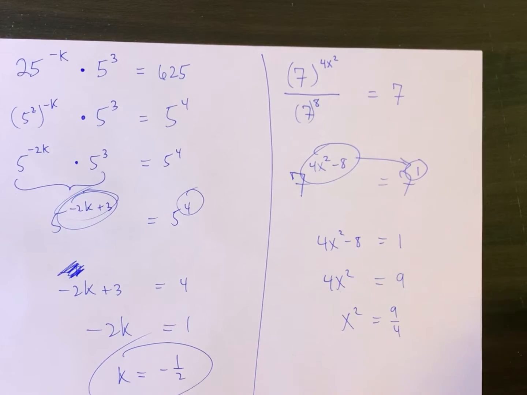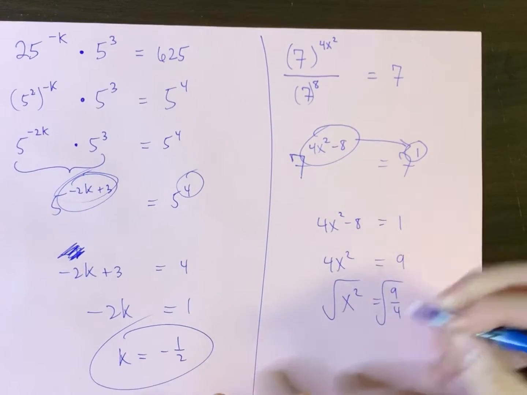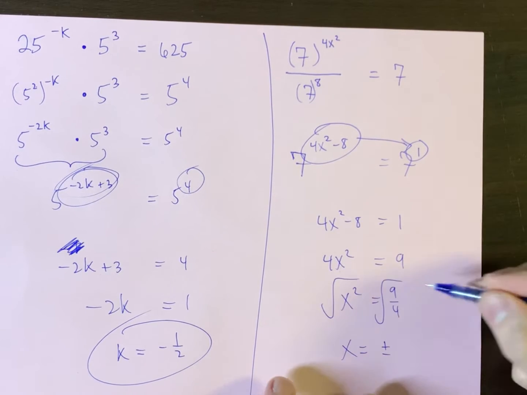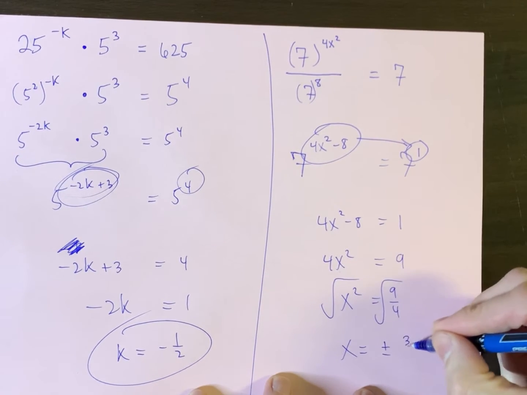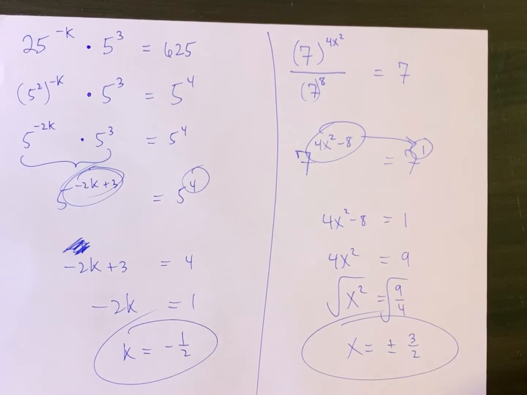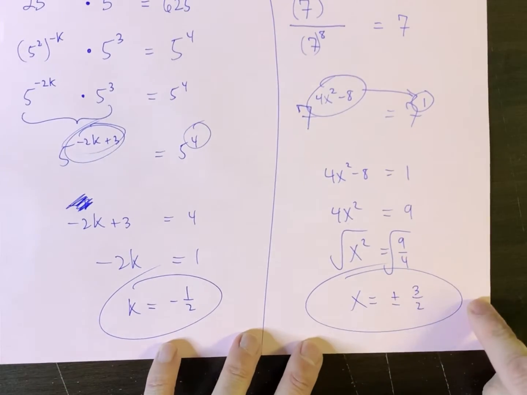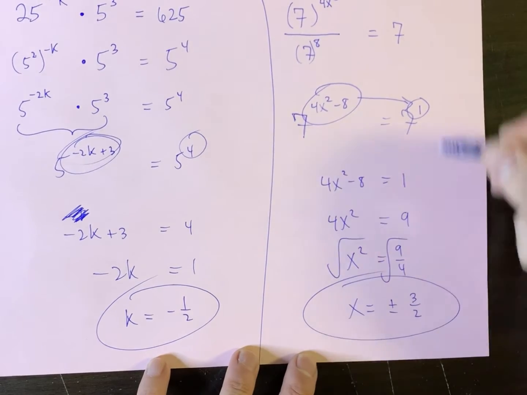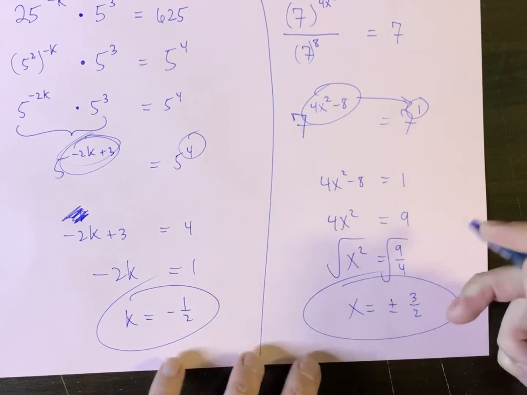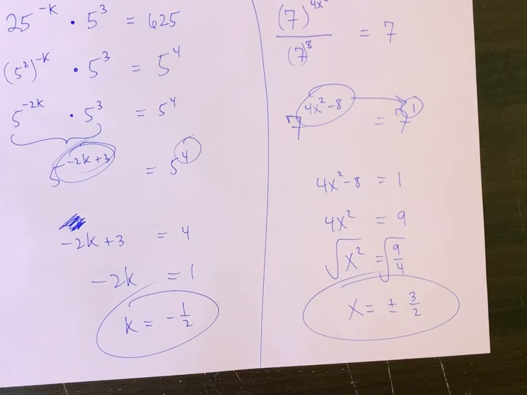So we have a fraction. But now we square root, and since it's a square root, it is plus or minus. Now square root the numerator and denominator independently. And this equation has two solutions. If you wanted to, you can check your answer by plugging 3/2 in here and negative 3/2 in there. Both of these work out. So those would be those solutions.